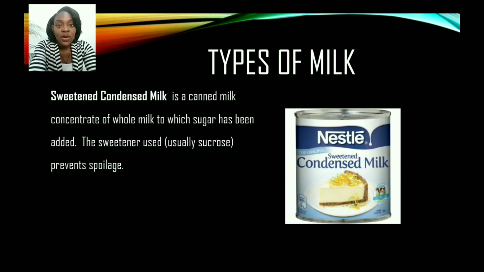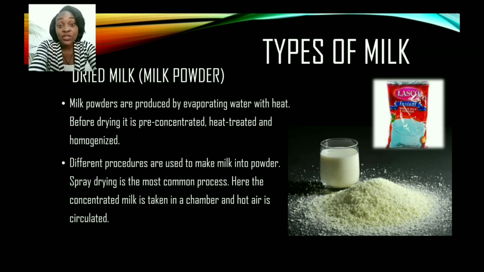Good. Now we also have sweetened condensed milk, and this is a canned and concentrated form of whole milk where sugar is added, right? So the sugar that is normally used is sucrose, and it also acts as a form of preservative as it prevents spoilage.